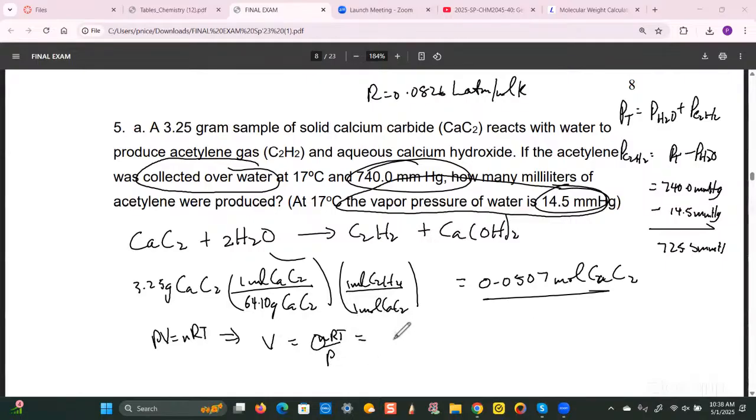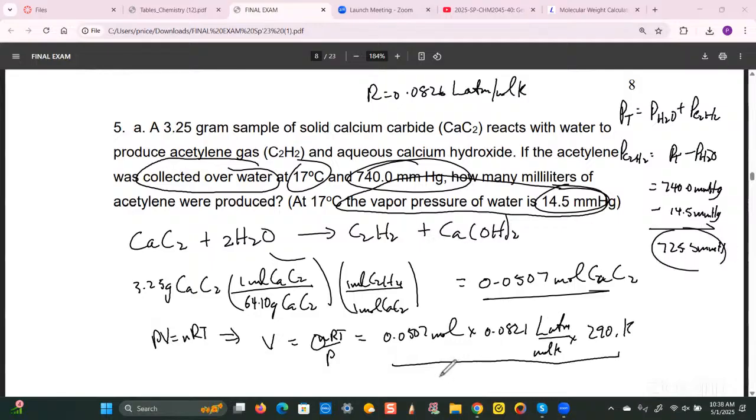So let's put everything into this equation to solve for the volume. 0.0507 moles multiplied by R, which is 0.0821 liters atmospheres over mole Kelvin, times the temperature, which is 17 degrees, which we have to convert to Kelvin. So 17 plus 273 equals 290 Kelvin. And then we divide all of that by the pressure that we just calculated here.